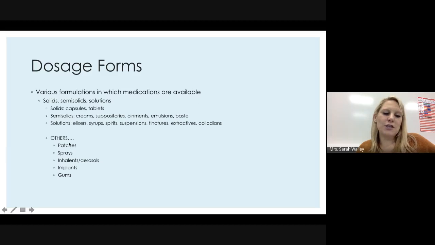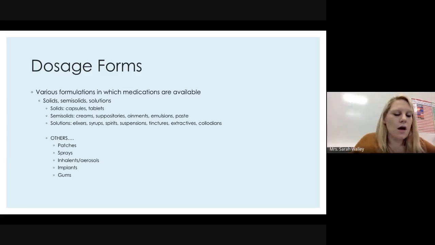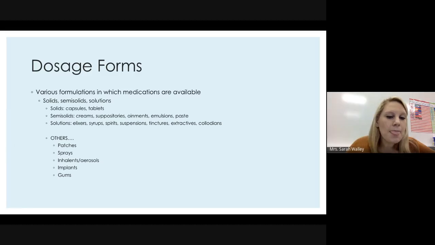Okay, and then others, you've got patches, if you've ever heard of like an anti-smoking patch, or a birth control patch. They have patches that are birth control that you put on. They're not super common, but they are still out there. Sprays, you could have something like a spray that you spray into the back of your mouth, like Chloraseptic. You spray that in your mouth, and it's supposed to numb the back of your throat if you have a sore throat or something like that.